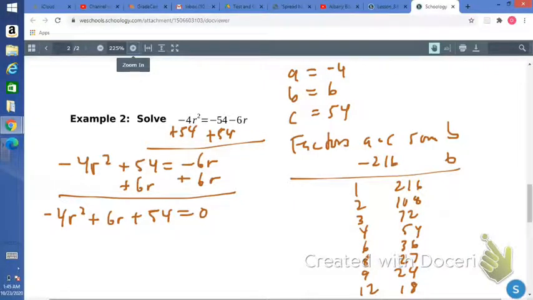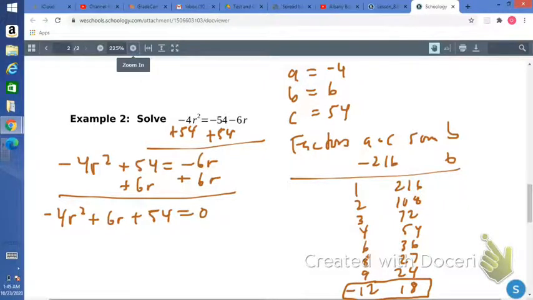So right there I noticed I have a difference of 6 here. So my factors have to multiply together to get negative 216. So one has to be positive, one has to be negative, and then when you add them together, they got to sum to 6. So I'm going to make the 12 negative. Alright, so there's my two factors, negative 12 and 18.